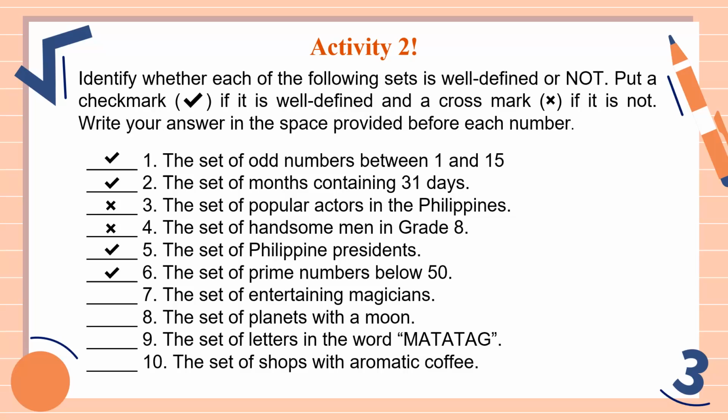All right, number 7, the set of entertaining magicians. So for this scenario, class, once again, it depends on the person's preference. For me, he is entertaining, but in another person's preference, maybe he is not. So once again, this is not well-defined. So this is X. Number 8, the set of planets with a moon. So can we have that? Yup, we can have those answers. So this is well-defined.